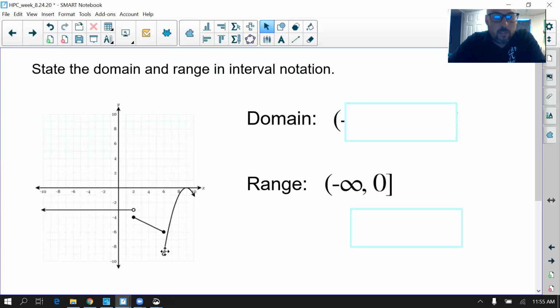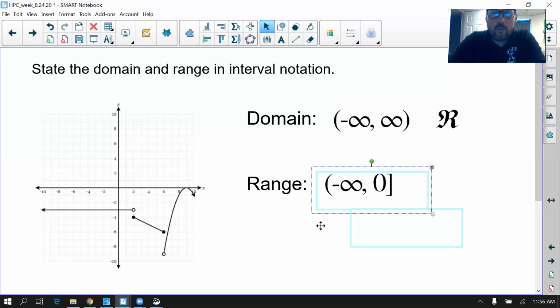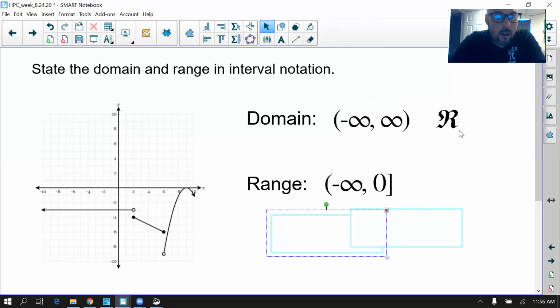Well, it jumps down to the third piece, and it picks up right after 6 and continues all the way to infinity. So the domain of this function is all the way to the left to negative infinity, all the way to the right to positive infinity, every number in between. So this is the interval notation from negative infinity to infinity. It includes every number. An alternative way to write that is to use a script R, capital R. That's stylized. This is representing all real numbers.